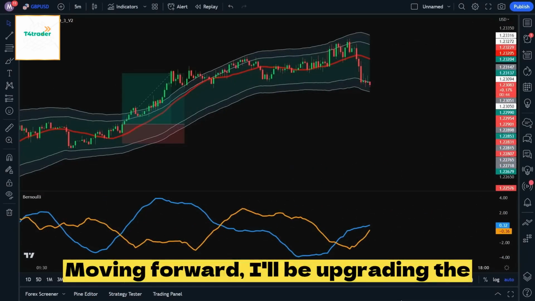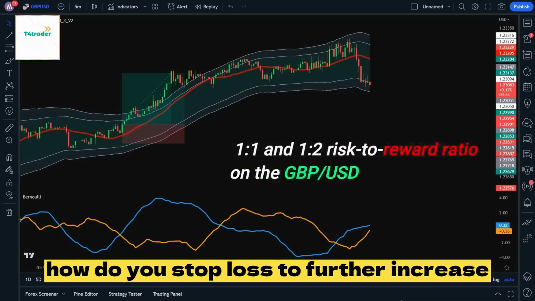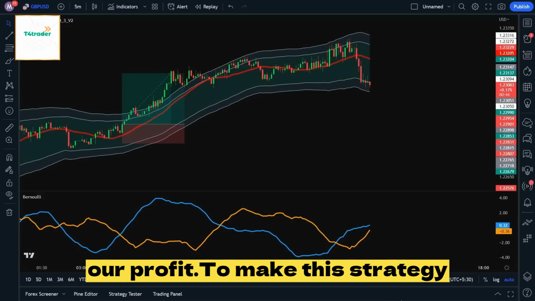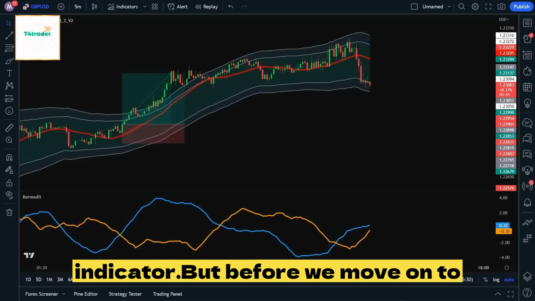Moving forward, I'll be upgrading the indicator and exploring in more detail how to use stop-loss to further increase our profit. To make this strategy even stronger, we'll be adding a new indicator.